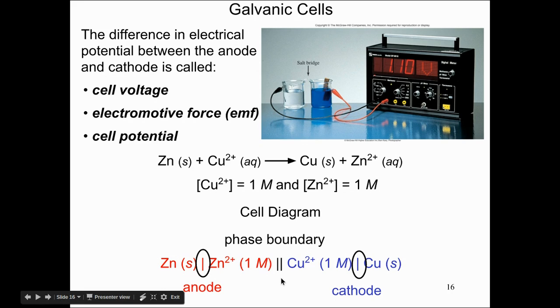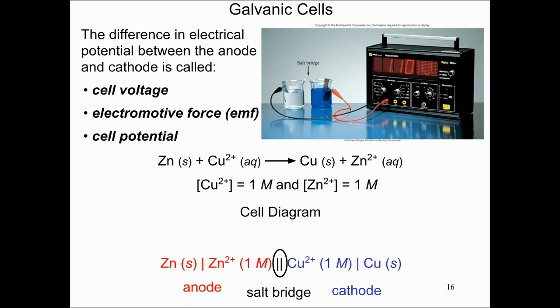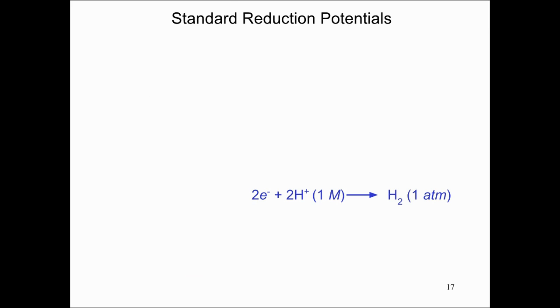This double boundary right here is a salt bridge, right? That's what keeps the positive and negative charge constant across the electrodes. Even though the concentrations of these cations are changing, the salt bridge acts to make sure that the positive and negative charge does not change.